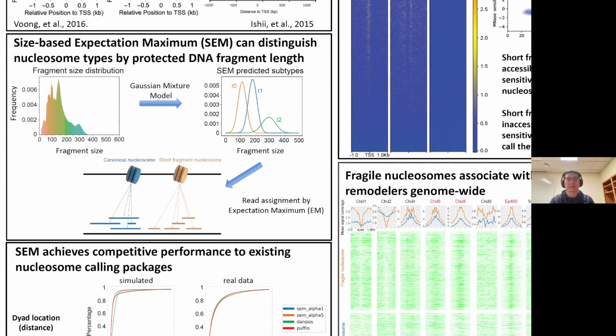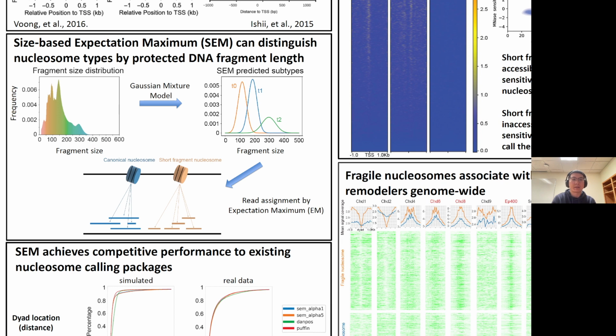Unfortunately, currently available nucleosome calling packages are not able to distinguish fragile nucleosome from canonical nucleosome, because they usually assume each nucleosome protects a 147 base pair DNA fragment, which is not compatible with fragile nucleosome properties. To resolve this, we developed a new nucleosome calling package called Size-based Expectation Maximization, in short SEM, that can distinguish nucleosome types by protected DNA fragment lengths.